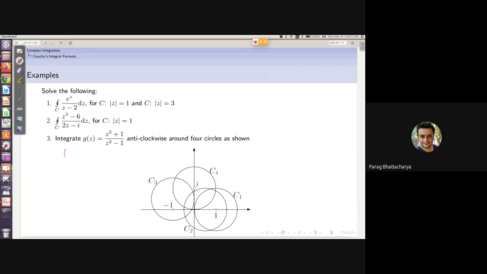We need to find out the integration of g of z over c1, integration over c2, integration over c3, and finally integration over c4. All 4 you have to find out. Is that clear? Can you all try this?